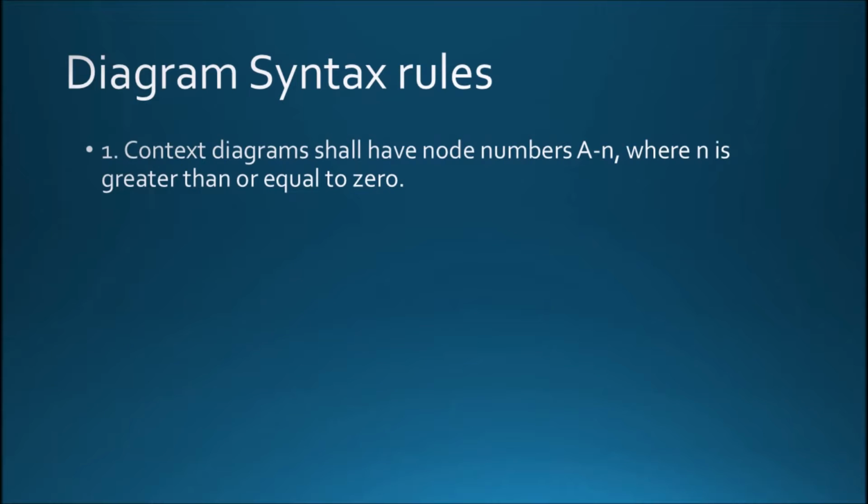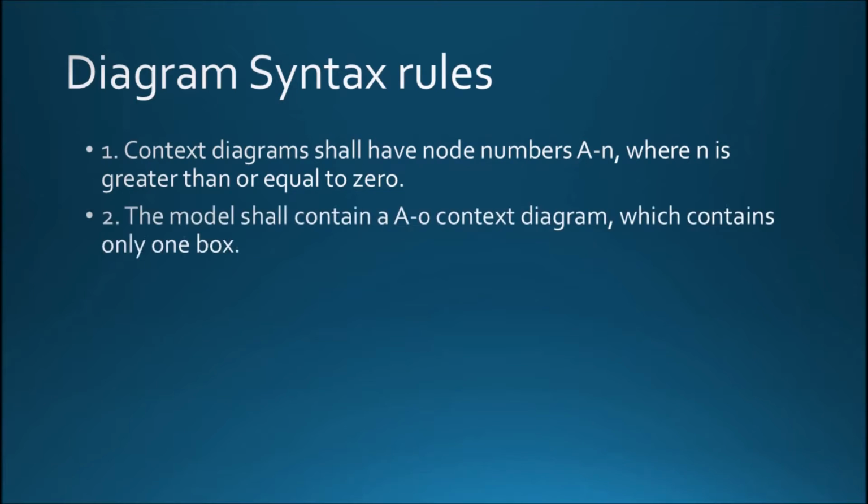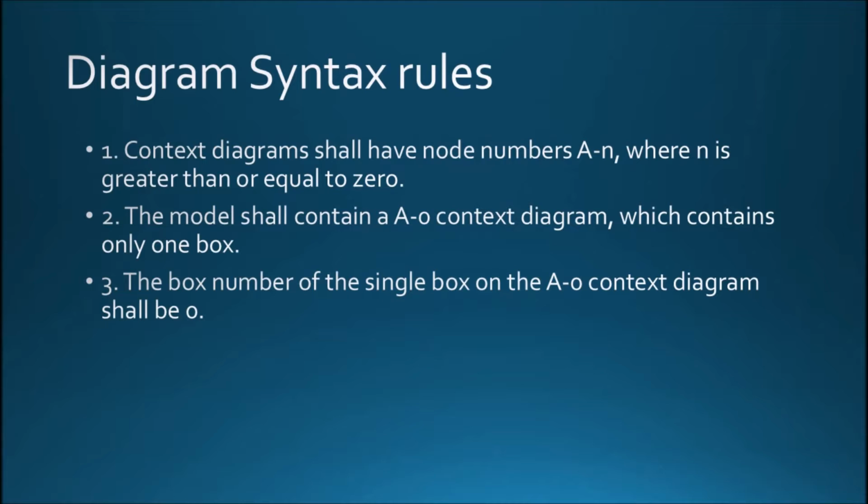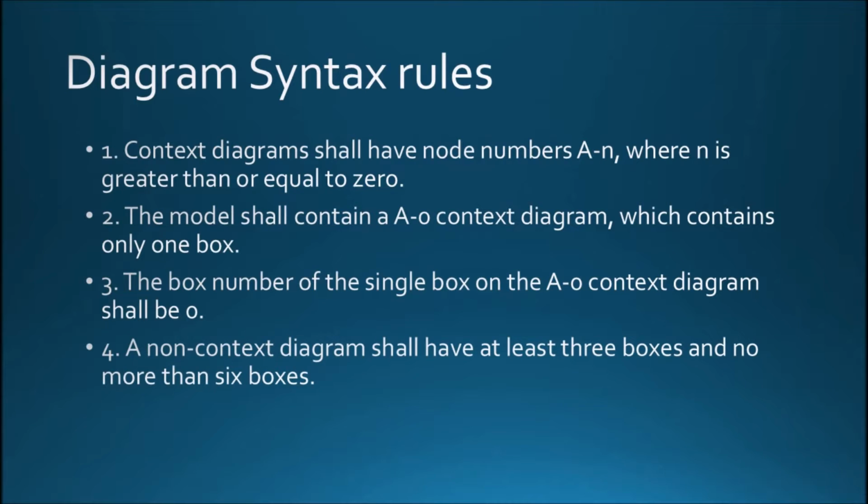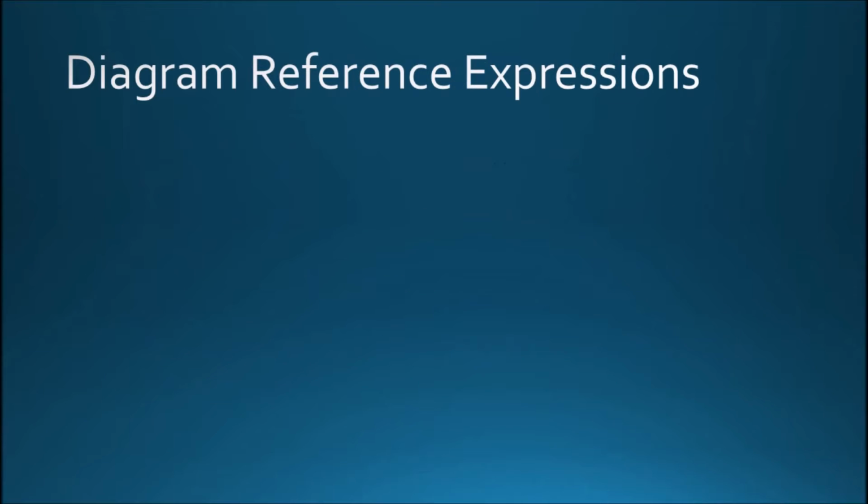Some diagram syntax rules. Context diagrams shall have node numbers An, where n is greater than or equal to 0. The model shall contain an A0 context diagram, which contains only one box. The box number of the single box on the A0 context diagram shall be 0. A non-context diagram shall have at least 3 boxes and no more than 6 boxes.